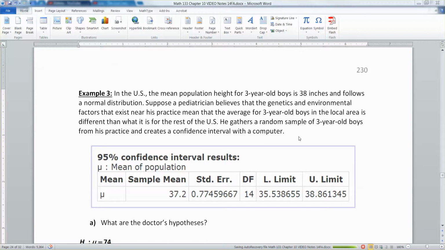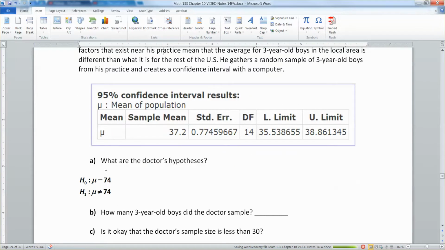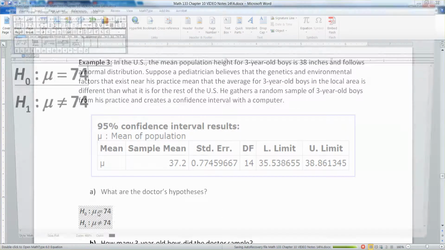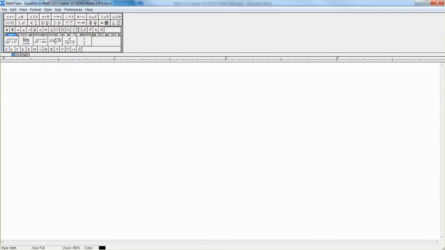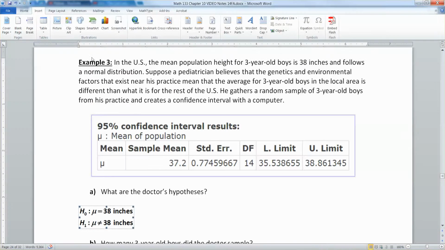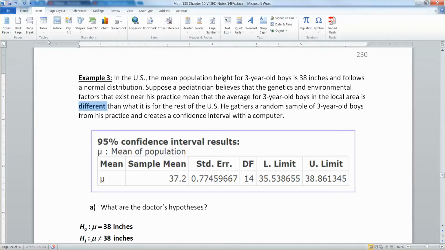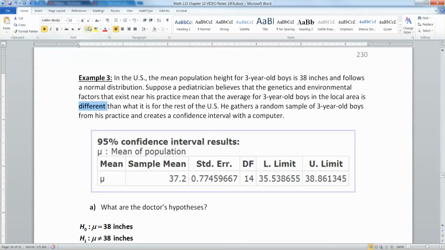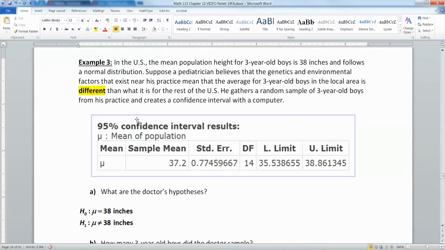All right, so for whatever reason, this doctor believes that the 3-year-old boys in his area just are different than the rest of the US. So let's assume that it is the same as the US until we can prove otherwise. So he believes that it's 38 inches unless we can prove otherwise, right? And then he said different. He didn't actually pick a particular direction, so we won't either. We'll say not equal to. That comes from the word different right there. Because he says different, that means it's a not equal to problem.